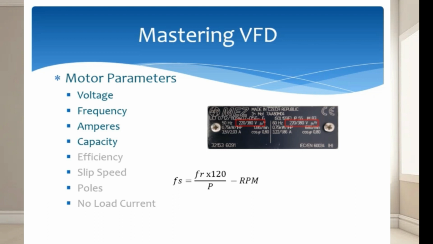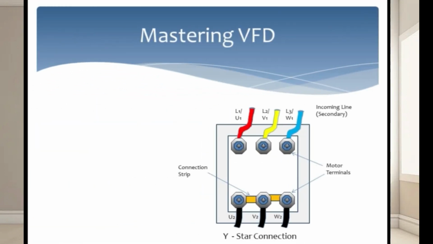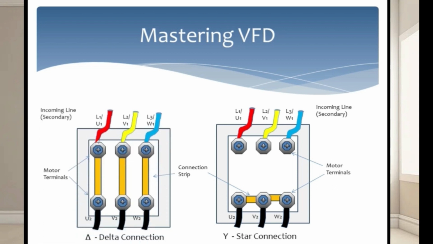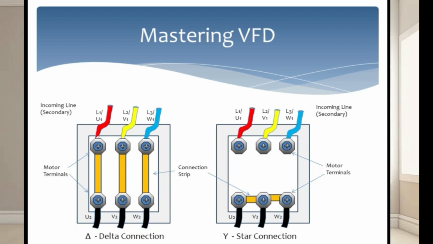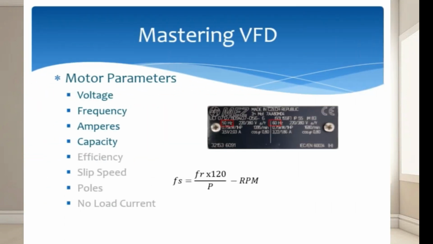So before we pick the right voltage, I will open the motor connection box and check physically whether it is star or delta. So in case it's star connection, you can see on the screen how the connection looks like, and in case of delta, you can see the difference between the primary and secondary coils of the motor. Next, the rated frequency. So in this case, it can be either 50 or 60.